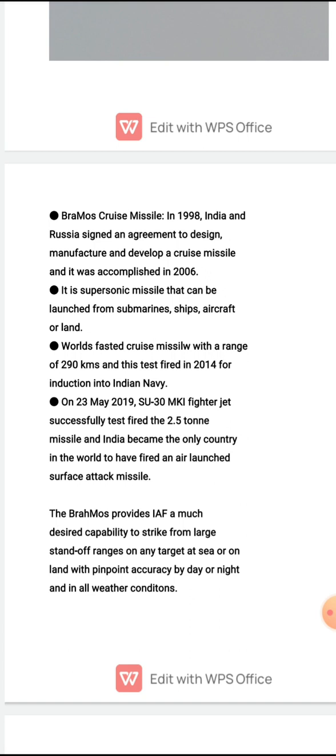So I have explained the ballistic missile and cruise missile in a previous video. If you don't know what a cruise and ballistic missile is, go and watch that video, because this video will become longer if I explain it now. In March 2019, a Sukhoi 30 Mk-I fighter jet successfully test fired this 2.5 ton missile, and India became the only country in the world to have fired an air-launched surface attack missile. Okay, from air to surface.